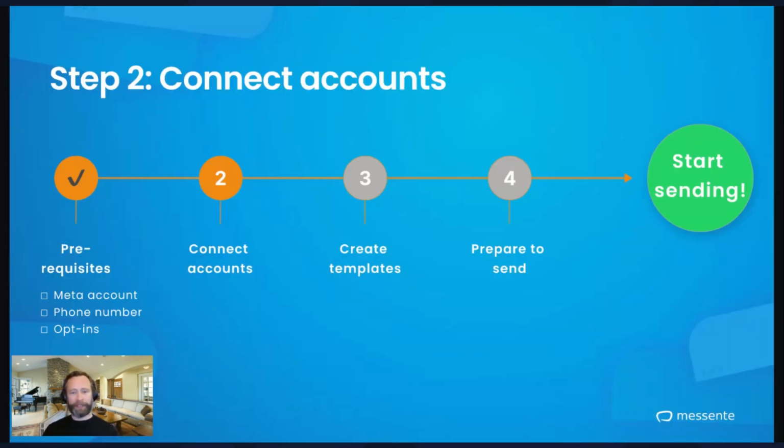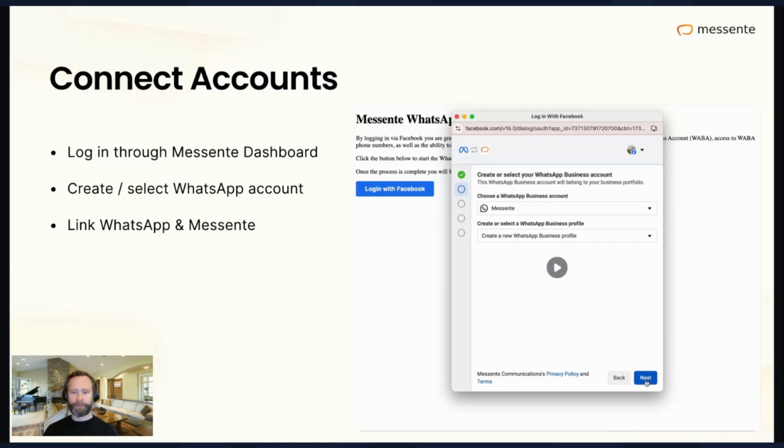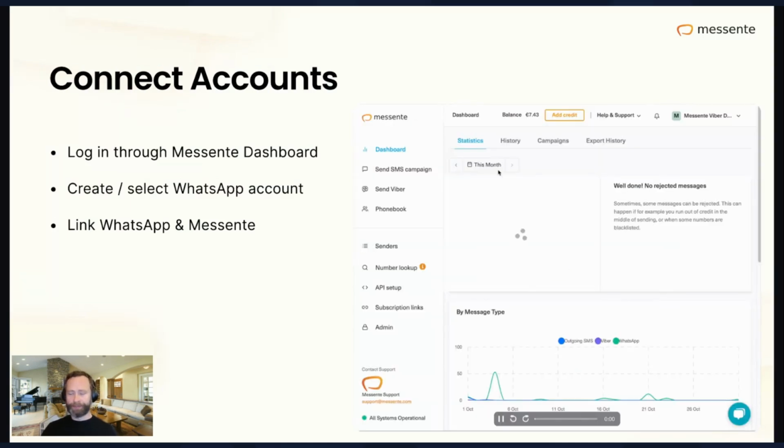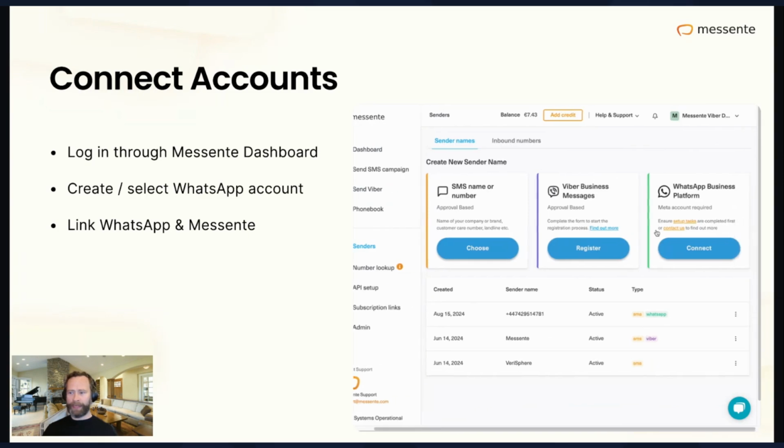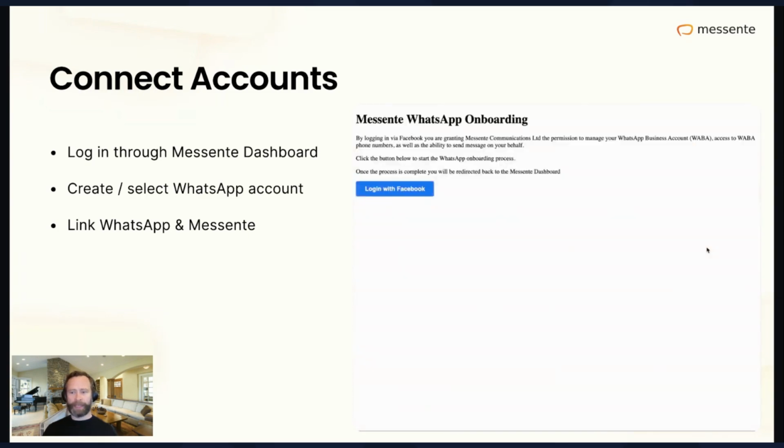Good. So 3 things you need to get started: Meta account with its billing, phone numbers in place, and your opt-in strategy. We're now ready to actually create a WhatsApp account and connect it to Messente. To do this, log into the Messente dashboard. We've got the senders option on the left-hand side, and within there's a tile for WhatsApp.